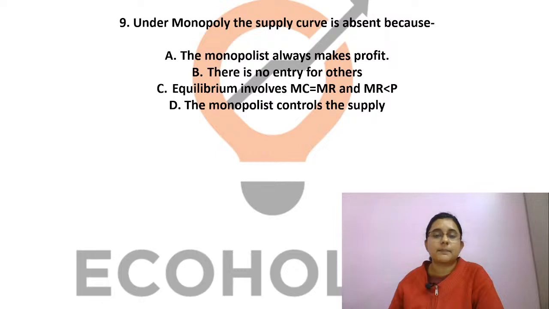Under monopoly, the supply curve is absent because: option A, the monopolist always makes profit; option B, there is no entry for others; option C, equilibrium involves MC equals MR and MR less than price; and option D, the monopolist controls the supply. Why is the supply curve absent under monopoly?